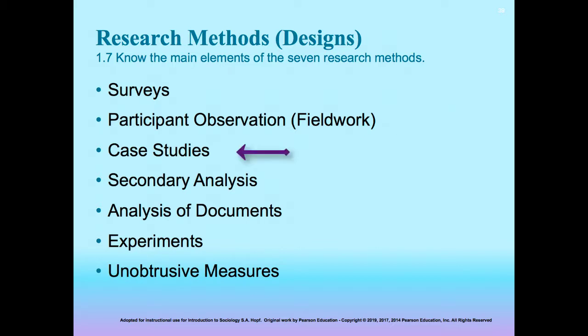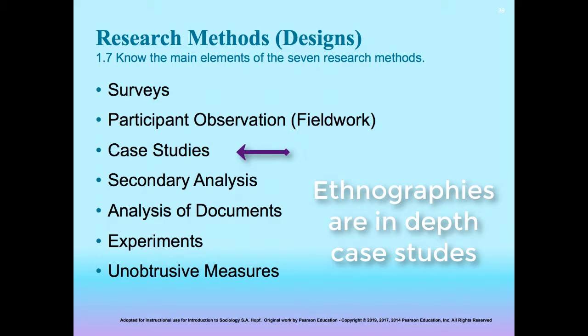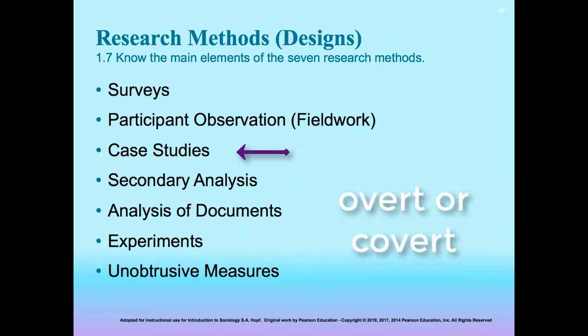And case studies involves researching a single case or an example of something using multiple methods. For example, researching one school or one factory. An ethnography is simply a very in-depth case study, and participant observation may be overt, in which case the respondents know that the researcher is conducting sociological research, or covert, meaning undercover, where the respondents are deceived into thinking the researcher is one of them. They don't know the researcher is conducting research.